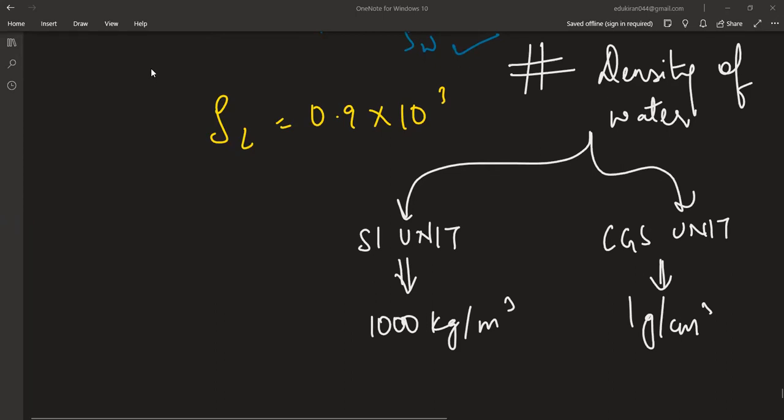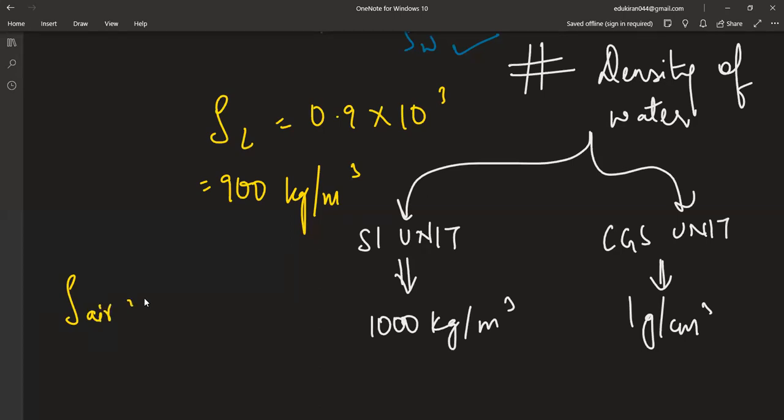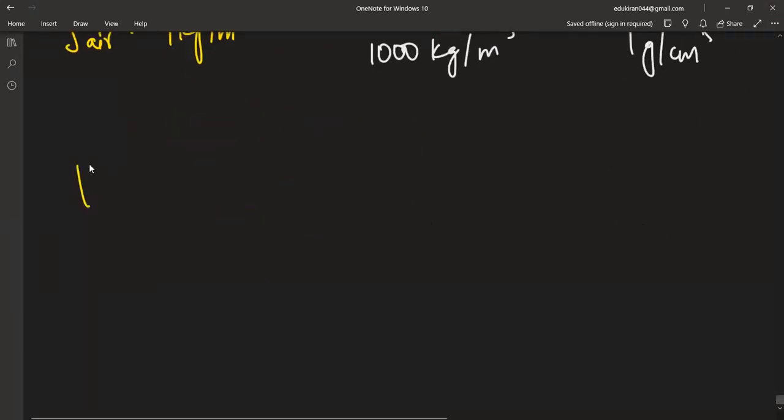Density of the liquid is 0.9 into 10 to the power 3. That makes it 900 kg per meter cube. And what is the density of the air bubble which is mentioned? That is already given in the question as 1 kg per meter cube. Now coming to the formula of terminal velocity. Now you see, every data is present.